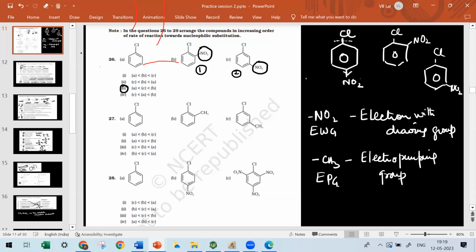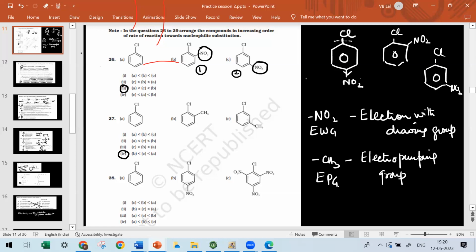Now 27, what will be the option? This is having the reverse effect on rate of reaction because CH3 is an EPG group. It decreases the rate of reaction. So obviously, chlorobenzene should have the highest rate of reaction. Option 4. Yes, option 4.